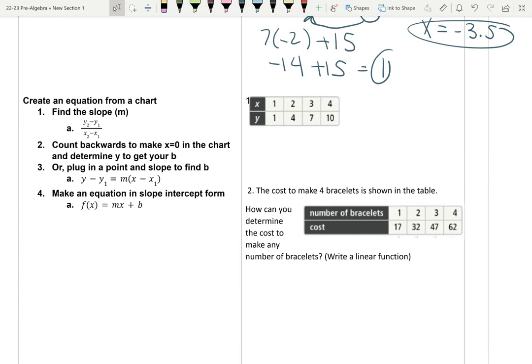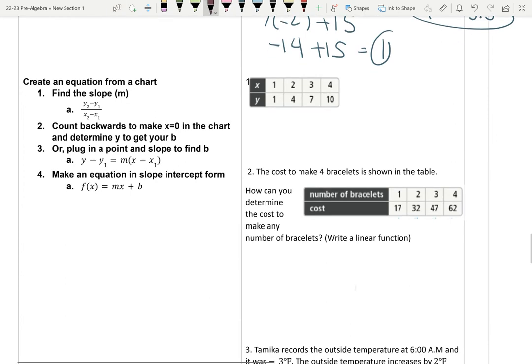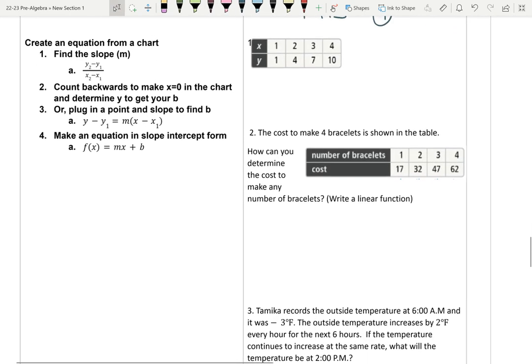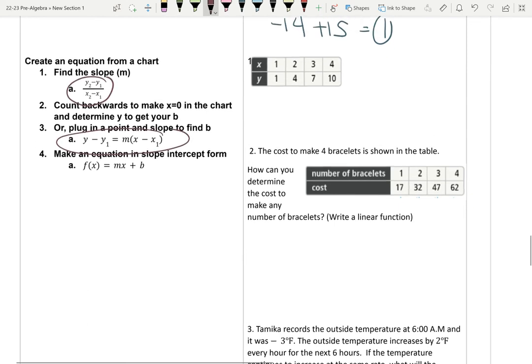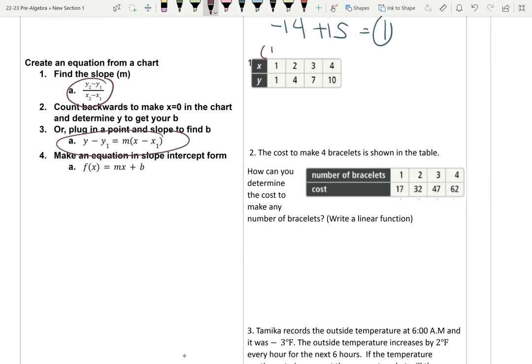Okay, this next part should be kind of a review. It's making an equation from a chart. So you can do it our old way, where you find the slope and then plug it in, imagining that these are points like 1, 1, and 2, 4, and then finding our slope that way. So like 4 minus 1 over 2 minus 1. Or another thing you can do is if you just look at the y's, right here, every time it goes up by 3. So that's going to be my slope.